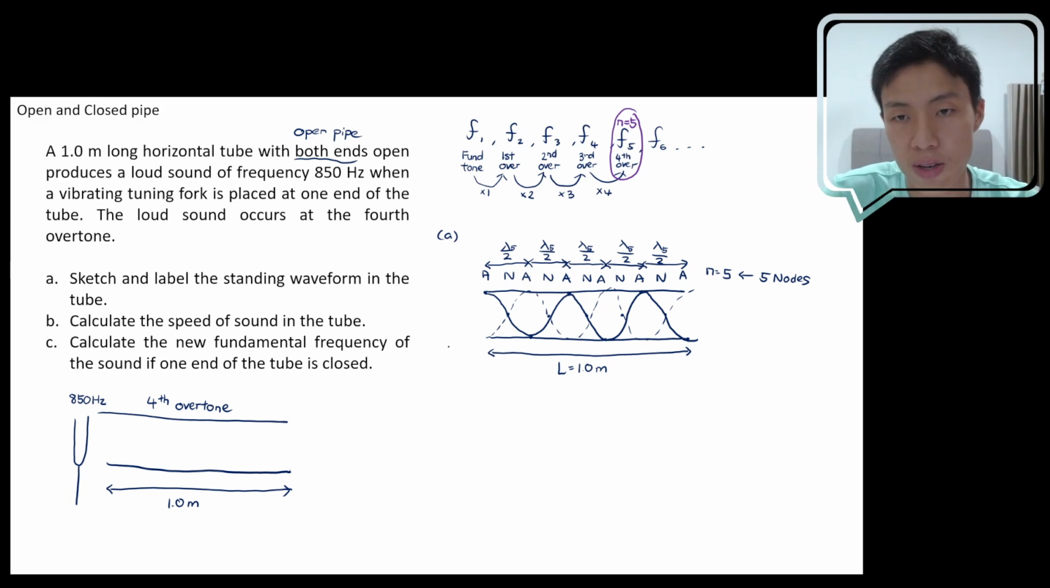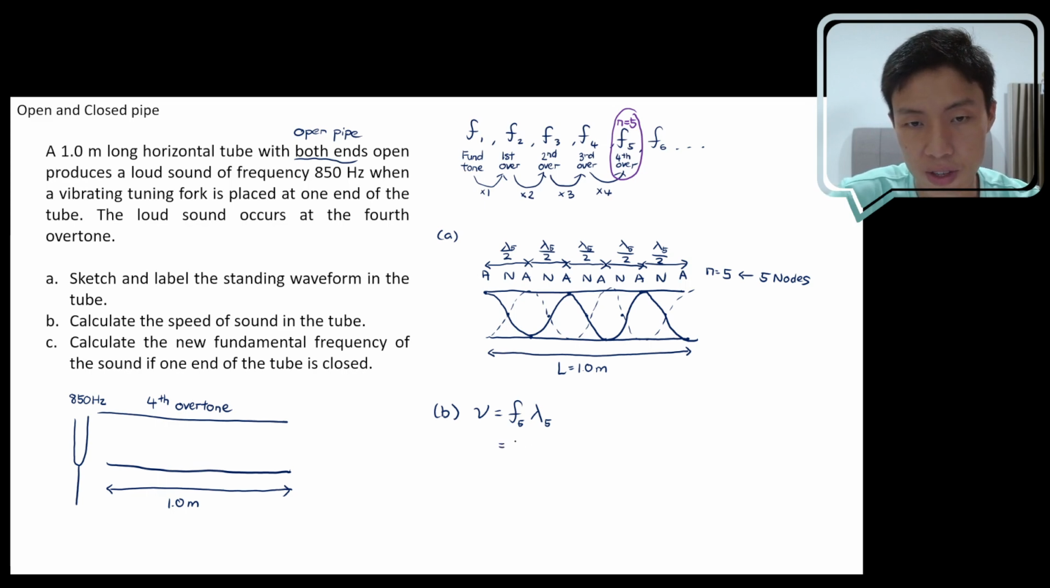Next, the speed of sound in the tube. The speed of sound, well, v is equal to f lambda. But right now we are in the fifth harmonic, so we can write it as f5 lambda 5. Okay, the speed of sound is what we want to calculate. The frequency is given to be 850 Hertz. But how do we find lambda?